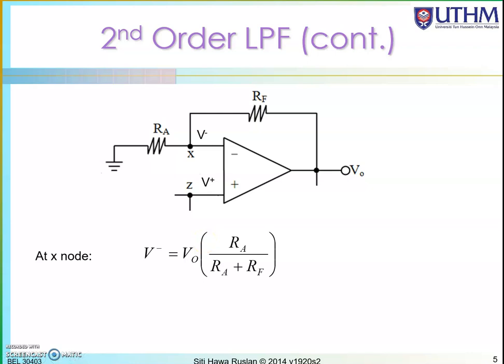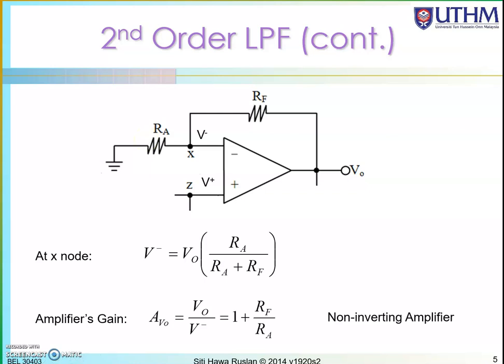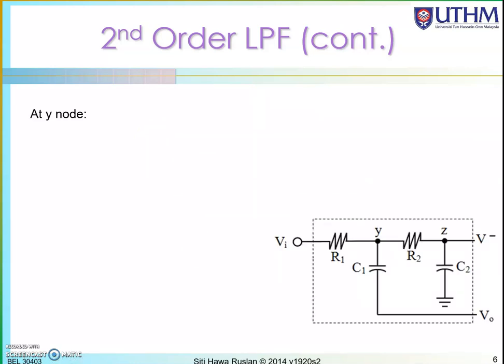Okay, so for V minus, you can get the gain for this amplifier, AVO, which is simply VO divided by V minus, and it is 1 plus RF over RA. Obviously, if you remember from the first chapter, this is the gain for a non-inverting amplifier. 1 plus RF over RA will be the gain of this amplifier, and it is a non-inverting amplifier.